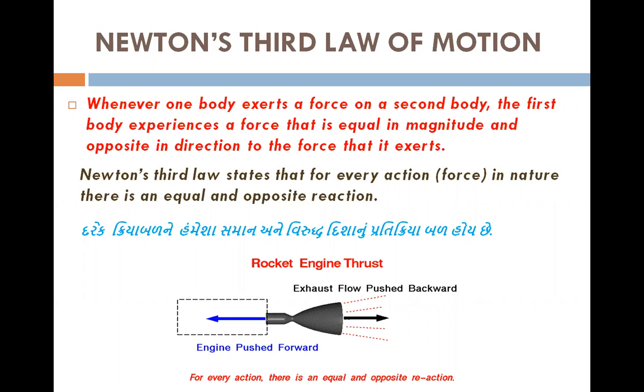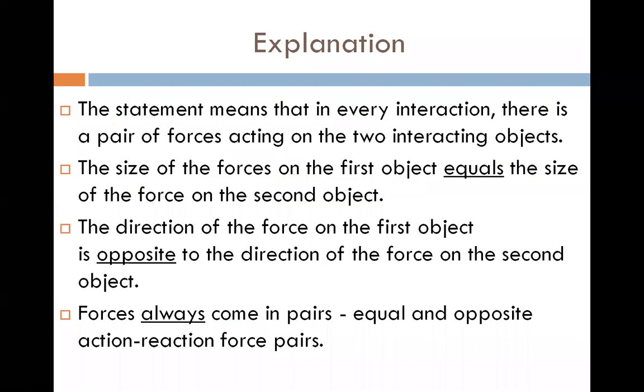That is nothing but the third law of motion, which is very well applied in rocket engine theory. This particular diagram itself is saying something: the exhaust flow is pushed backward, and because of which the engine pushes forward. Here the body is moving in the opposite direction.